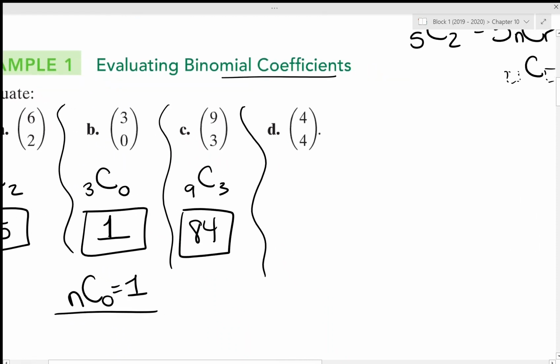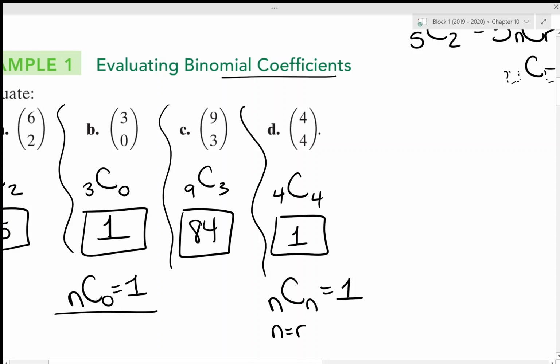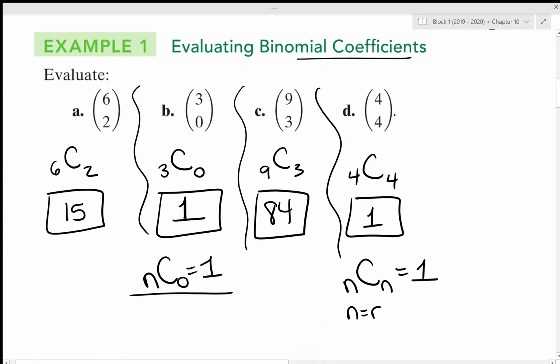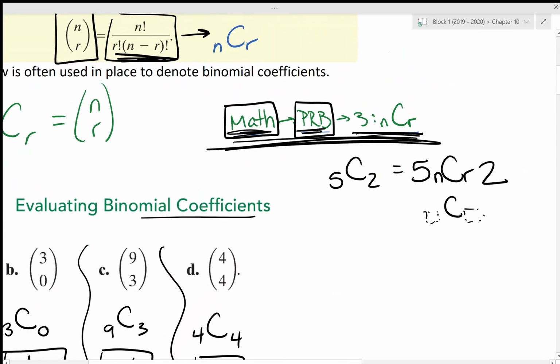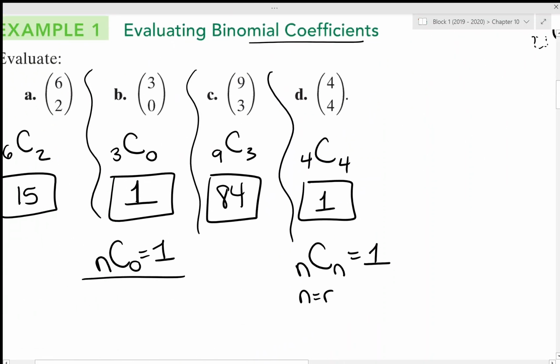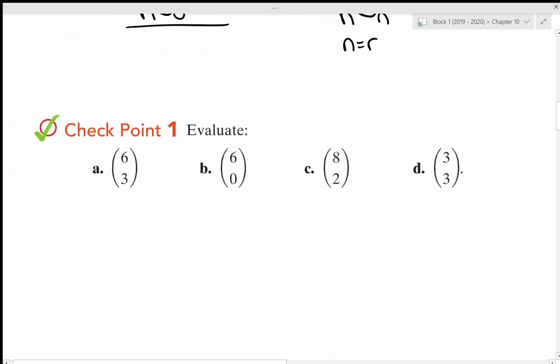And then 4C4. When your n and your r are the same, so let's say you do nCn, you will also get 1. It's just something that works out. If your n and your r match, or your r is 0, you are going to get 1 as your answer. So again, press your n first, then do all this stuff in your calculator, and then press your r. If you see that your r is 0 or your r and n are the same, just make it 1. All right, pause the video, try it out on your own.